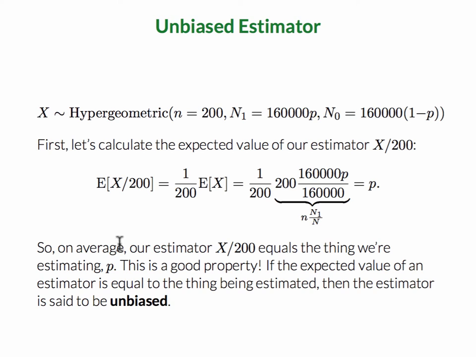So on average, in other words, in expected value, our estimator X over 200 equals the thing it's estimating, which is P. This is a good property for an estimator to have. If the expected value of an estimator is equal to the thing being estimated, then the estimator is said to be unbiased.